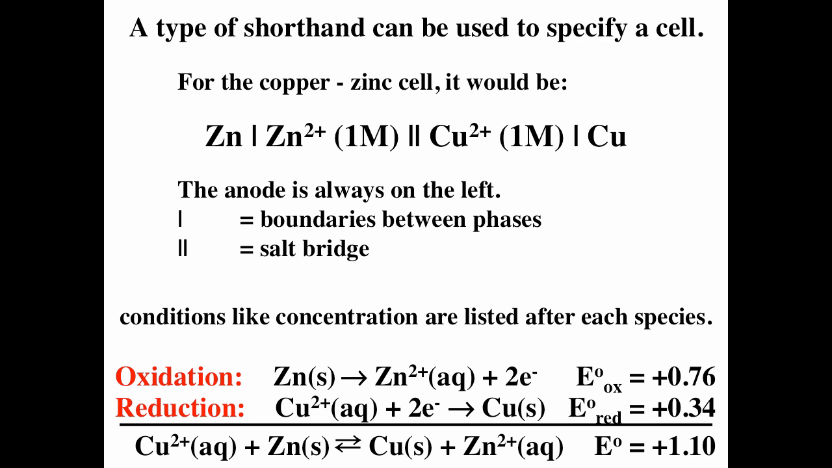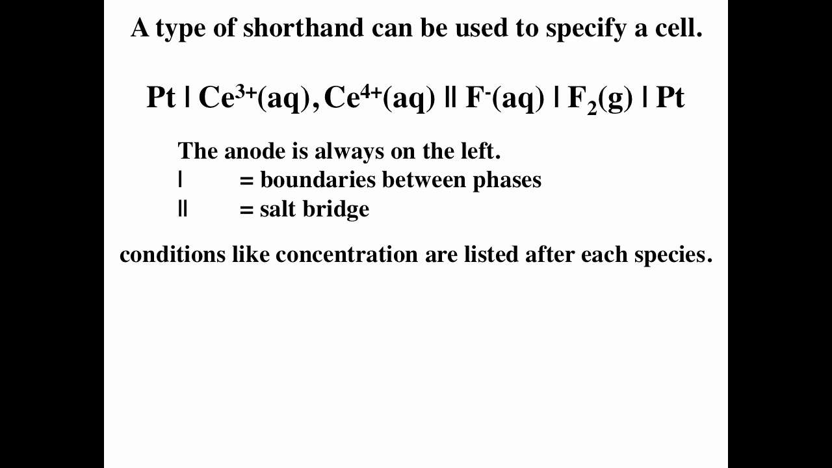Now the layout for the cell notation corresponds to physical proximity. And so we want the copper ions next to the copper metal because they physically touch when you build the cell. It is not related to the order that you see it in the final reaction. Now you can also include conditions like concentrations after the compounds.